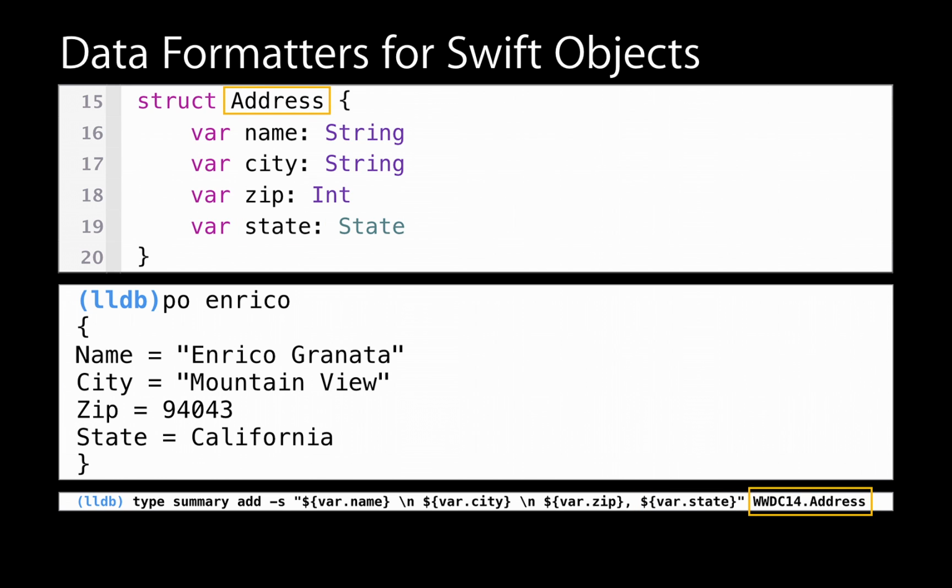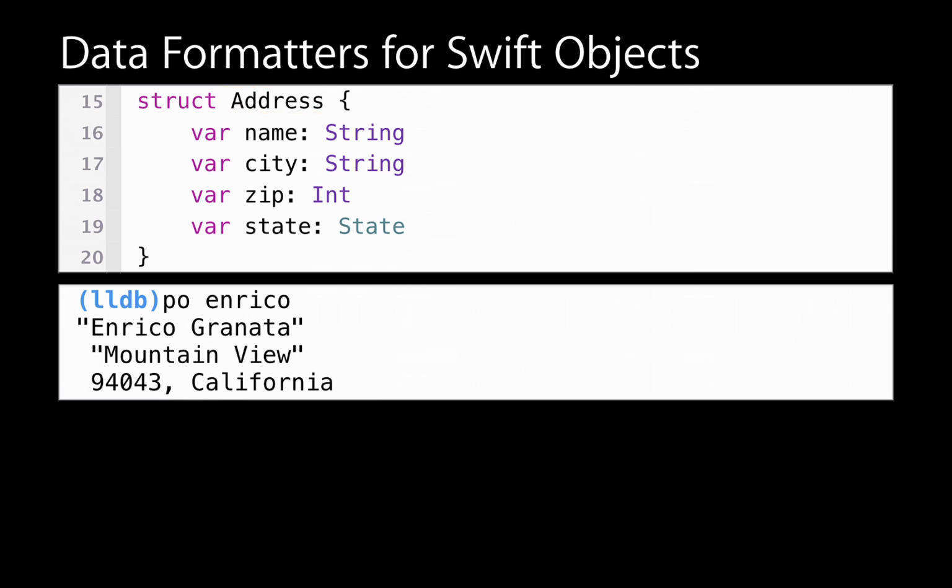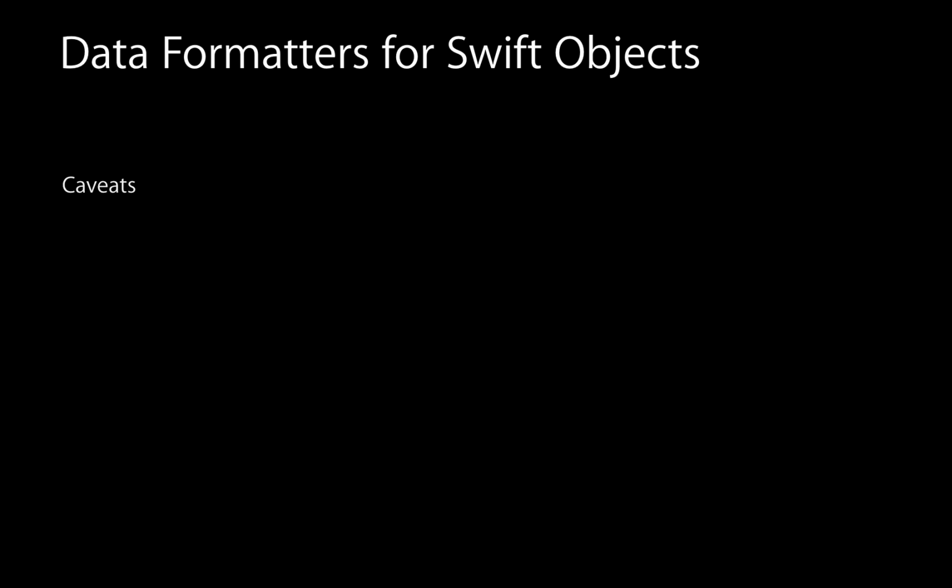Now, when we PO me again, we get something that looks a lot more like an actual address. Data formatters mission accomplished. I told you there's always caveats. There's a few more.